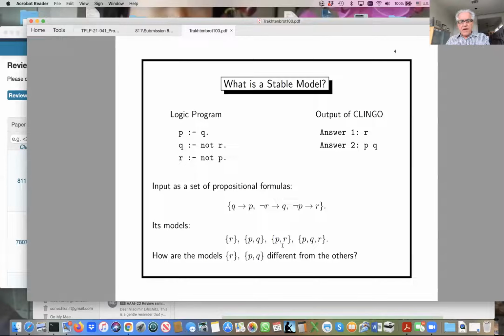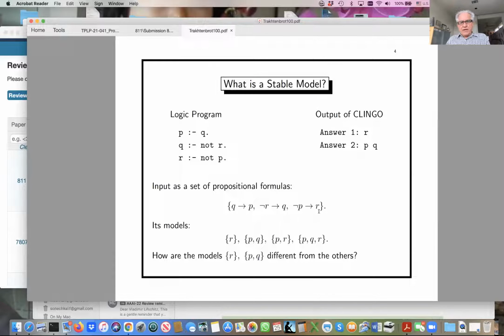And let's go back again to this example that you saw in the first slide. First of all, in our definition of a stable model, we'll think of rules in a logic program as propositional formulas. So this colon dash symbol, we'll think of as implication written backwards, and we'll replace "not" by the usual negation sign, so that this logic program can be represented as this set of three implications.